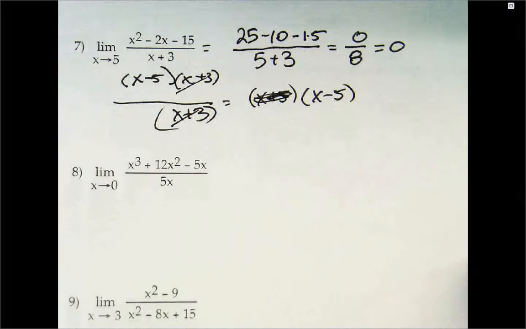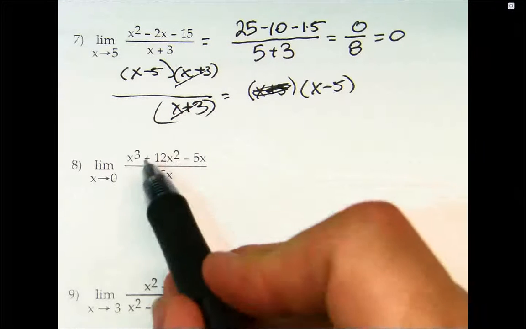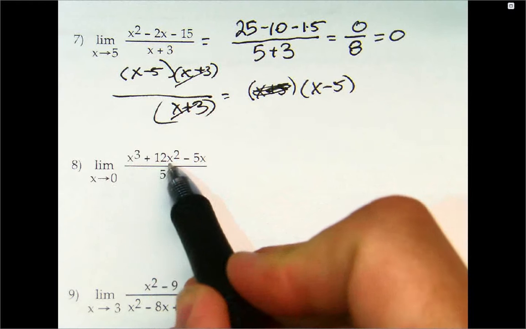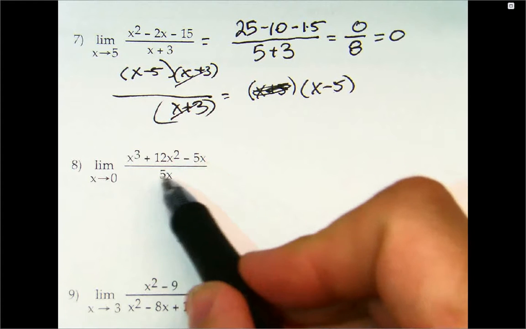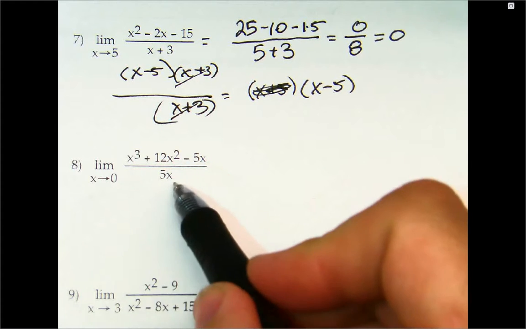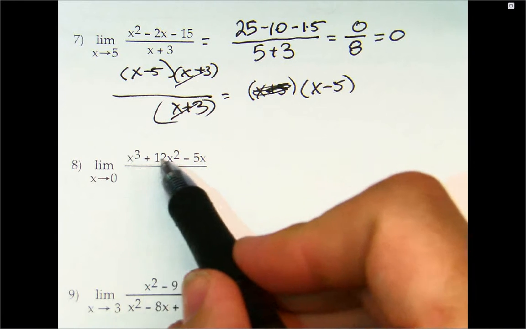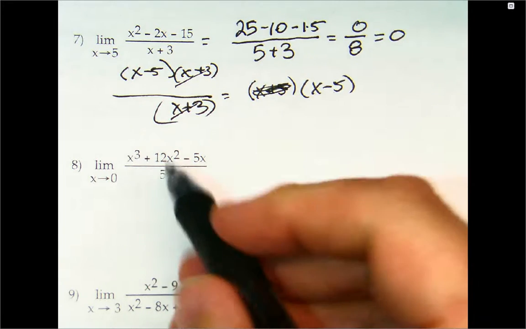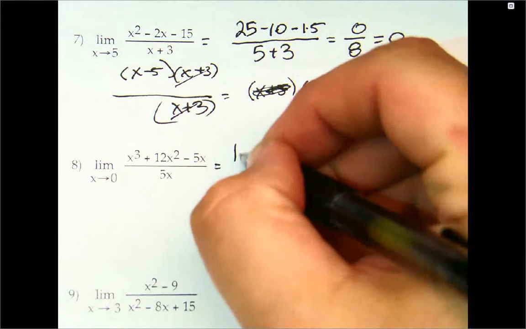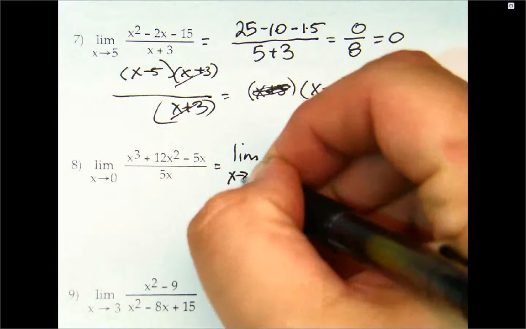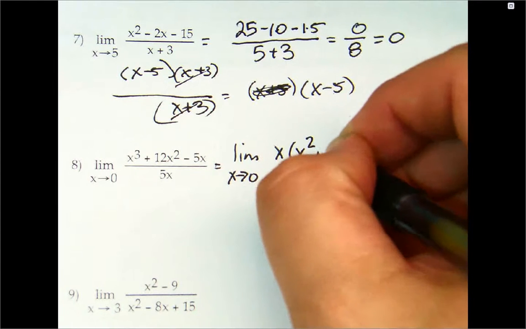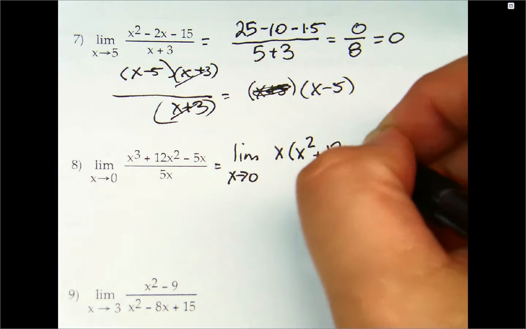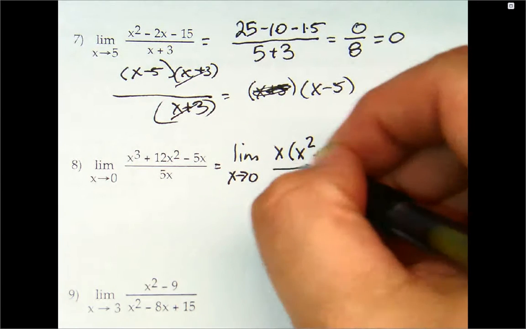Now for number 8, when you have x cubed plus 12x squared minus 5x over 5x, plug in a 0, you have a problem. But if we factor out a common factor, we have an x cubed, we have an x squared, we have an x, I can factor out and say this would be the limit as x goes to 0 of x times x squared plus 12x minus 5 all over 5x.